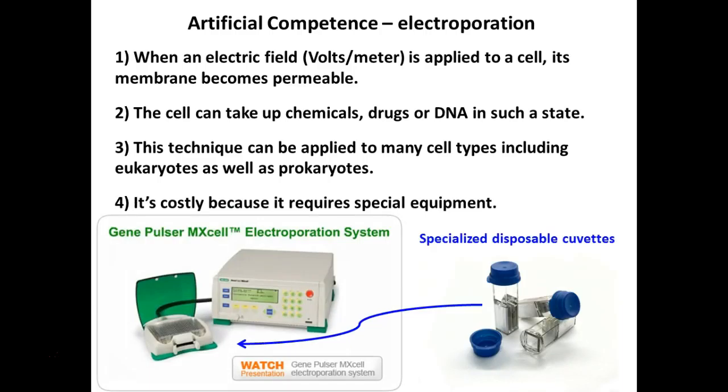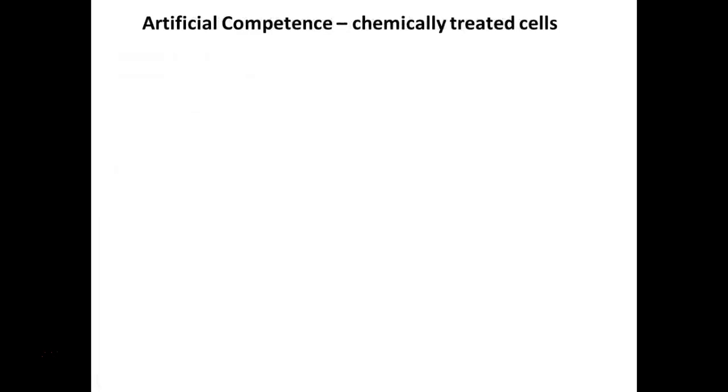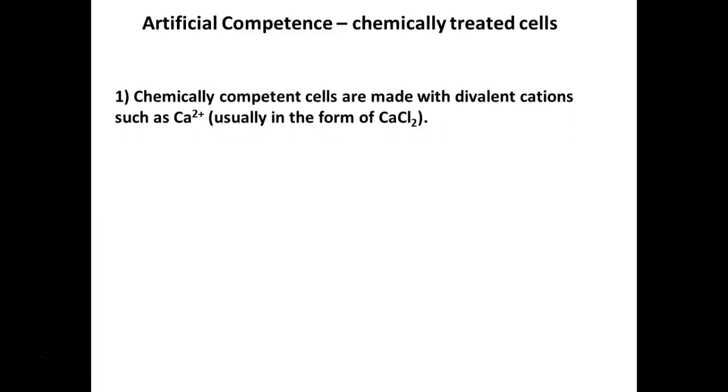Obviously, we don't do this here at Delgado because this type of technique requires special equipment, right? You need a machine to apply the voltage. You need special chambers in order for the reactions to happen. But I do want to make you guys aware of it, right? That in some research laboratories, this is how they do competency. Another way is chemically treated cells, and that's what we're going to employ today.